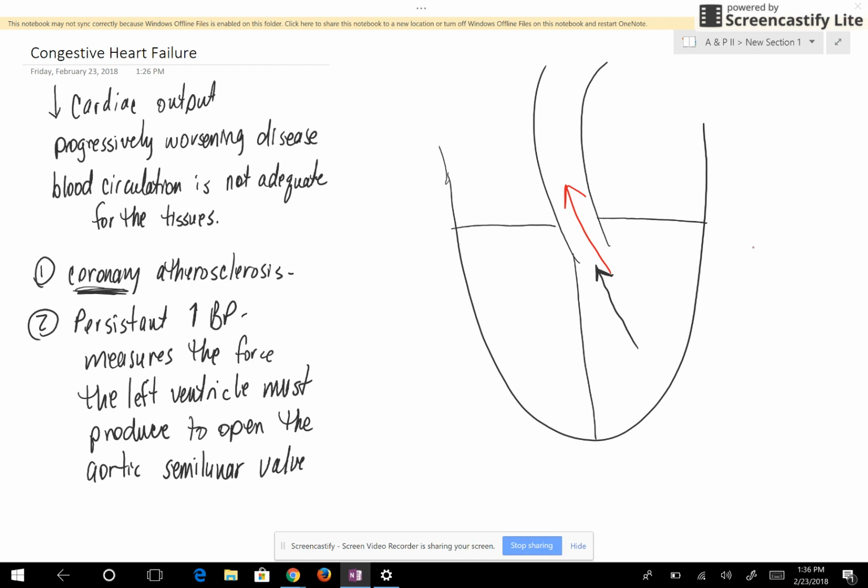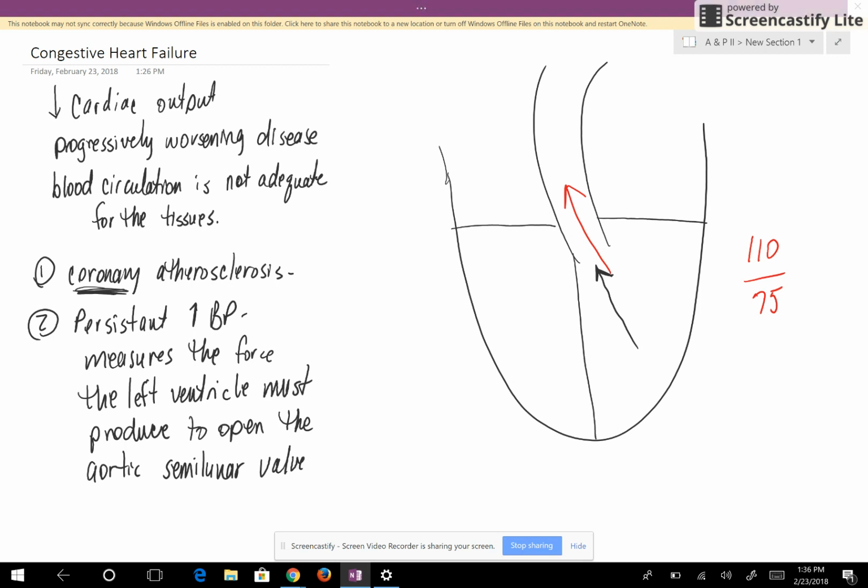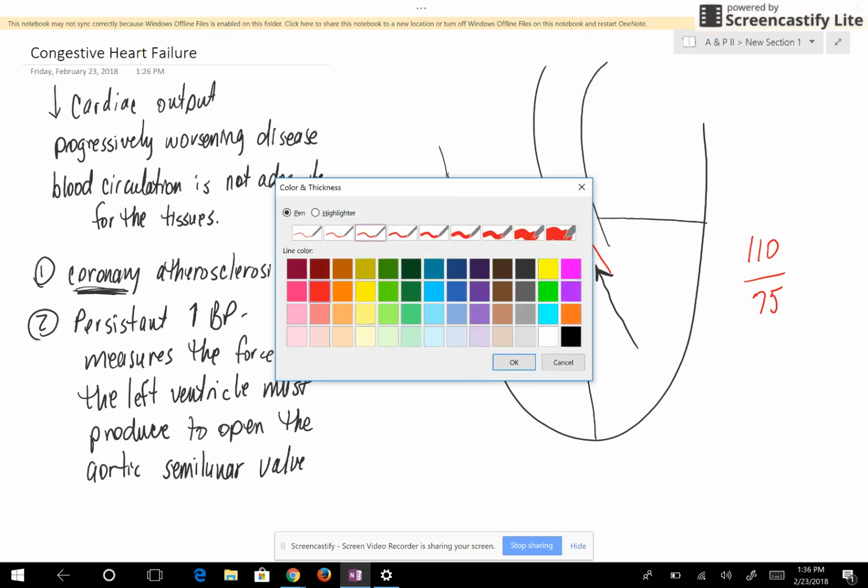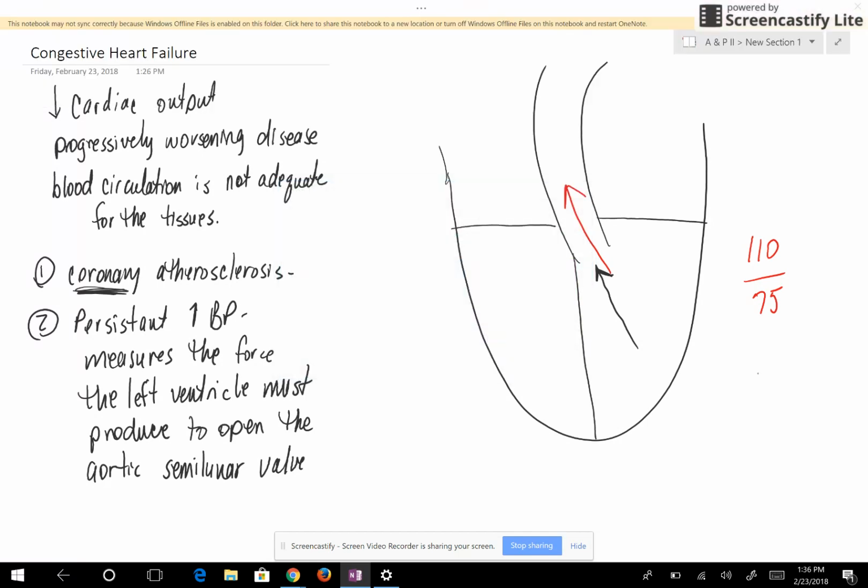Whenever you have a normal blood pressure, let's say 110/75, the pressure in the left ventricle, the highest pressure is 110, while the lowest pressure occurs while the ventricle is relaxed, and that pressure is going to be about 75. If we increase this blood pressure to 220/110, you can see that the left ventricle is going to have to contract with double the amount of force to be able to open up the semilunar valves, which is going to put a large stress on the left ventricle. So that is why high blood pressure is bad on the heart.